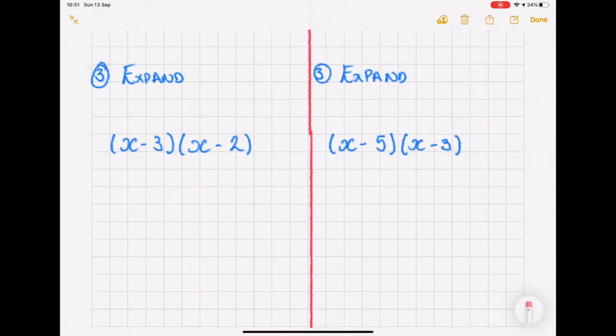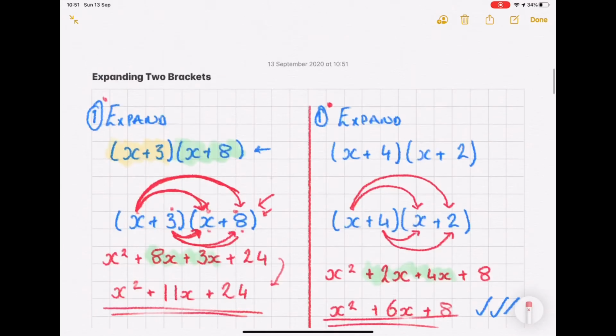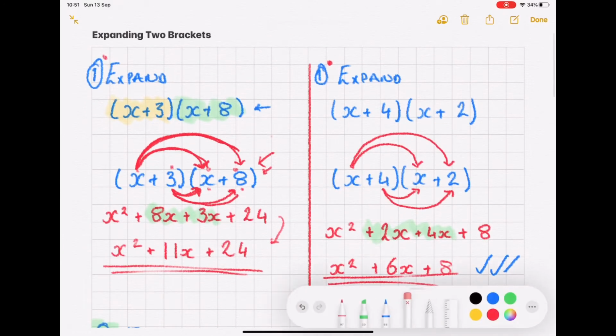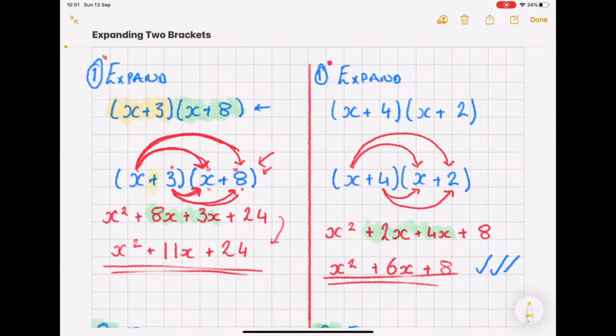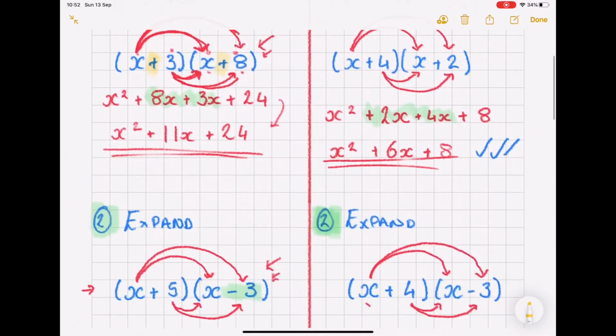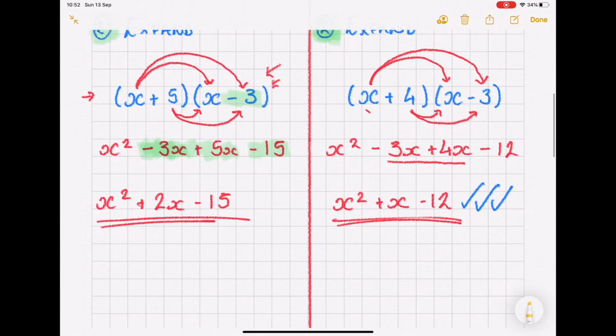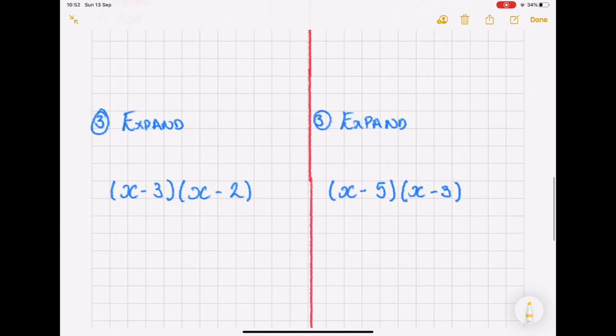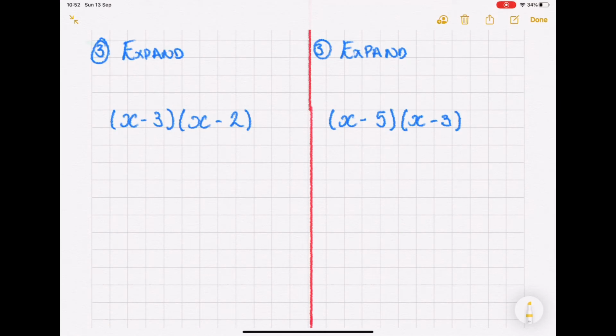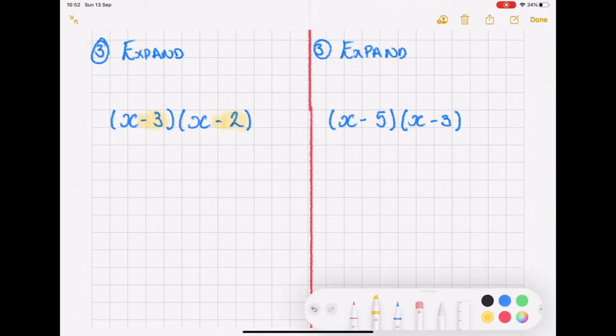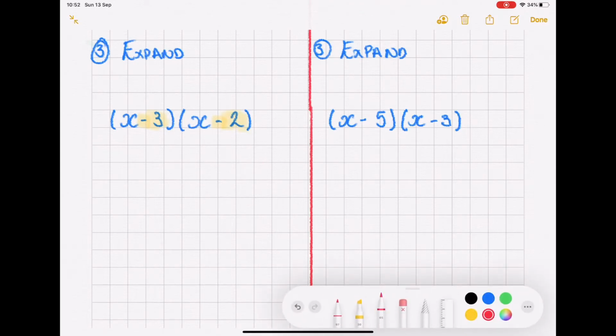Okay, so welcome back to this third example on how to expand double brackets. In the previous two videos, we looked at what happens if you expand double brackets that have two positives, and what happens if you expand double brackets that have one positive and one negative. Now we're looking at what happens if you expand double brackets that have two negatives, so a -3 and a -2 in this example. The outcome's different, but the process is exactly the same.